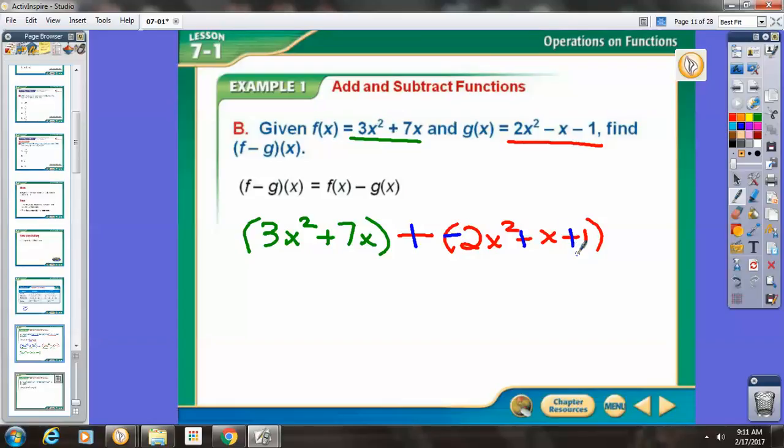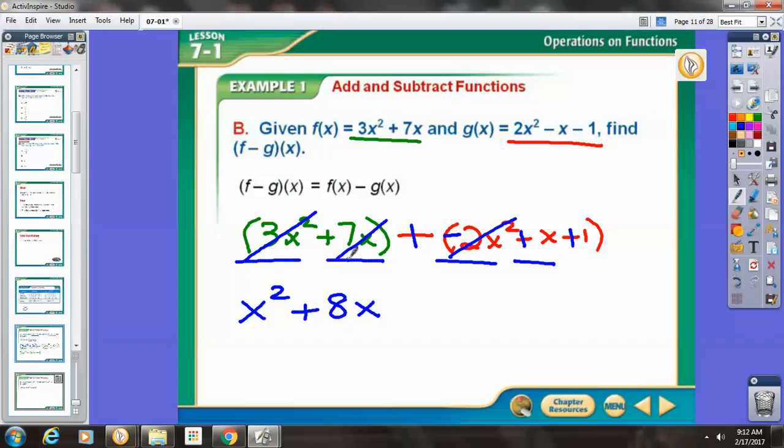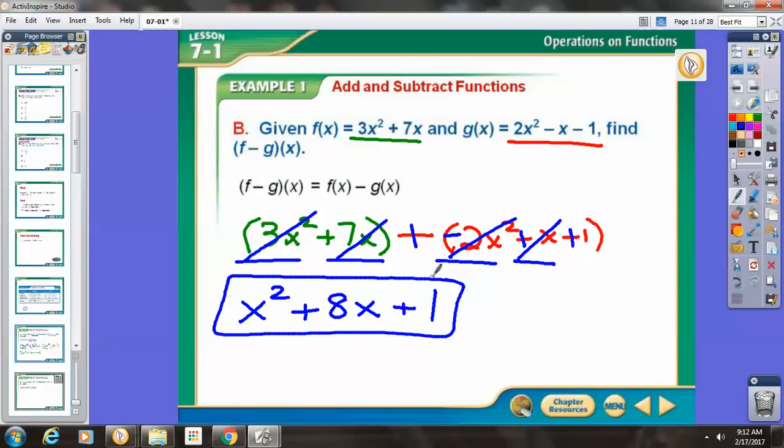So now add your like terms, just like we did in the last example. 3x squared plus negative 2x squared is 1x squared, or just x squared. 7x plus x is 8x, and then plus 1. This is the difference of those two functions, x squared plus 8x plus 1.